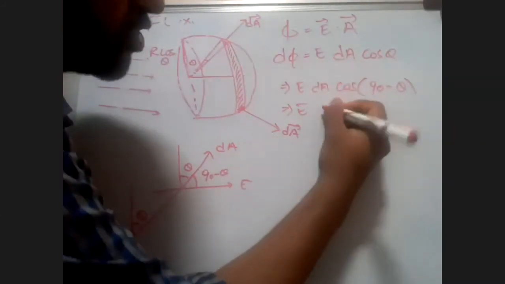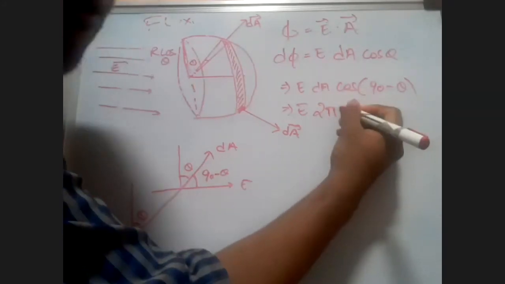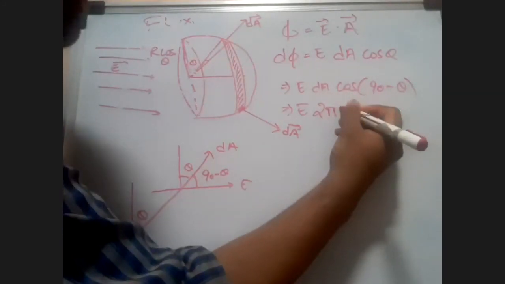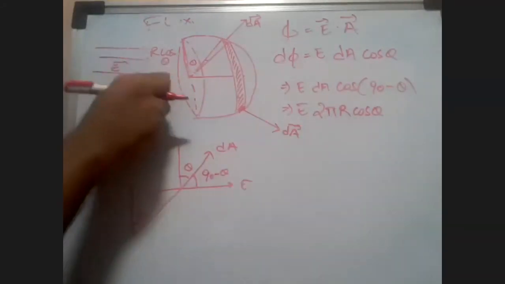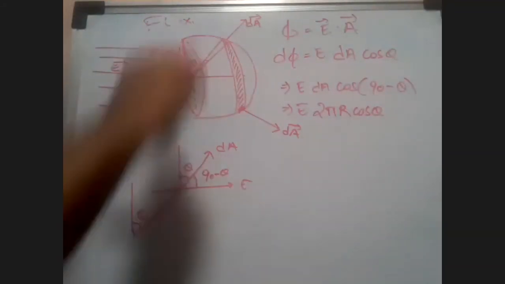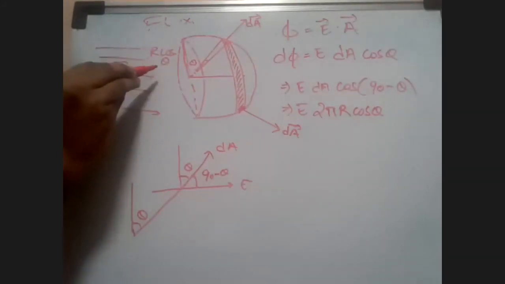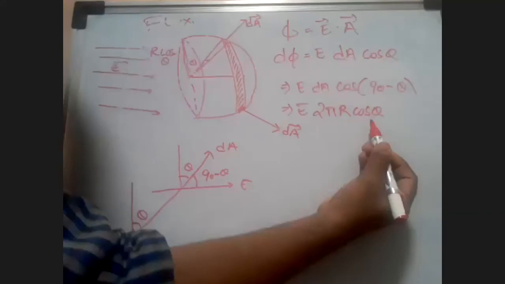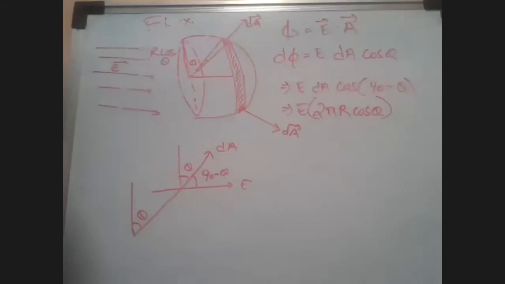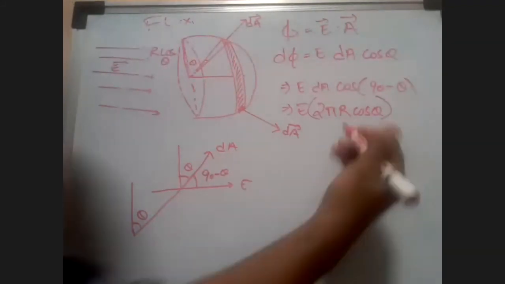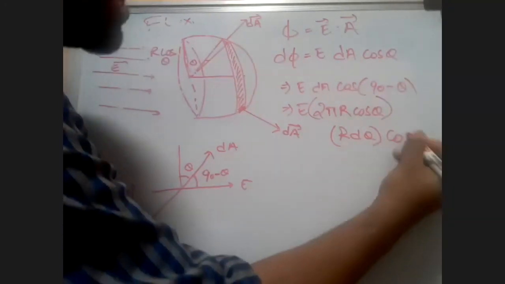It's going to be 2 pi r into what? 2 pi r cos theta, no? Because basically you're taking the cos component. This is the r cos theta. I told you I'm going to take this r cos theta. So 2 pi r cos theta, into the thickness of the ring. What is going to be the thickness of the ring? R d theta. Into cos(90 minus theta).